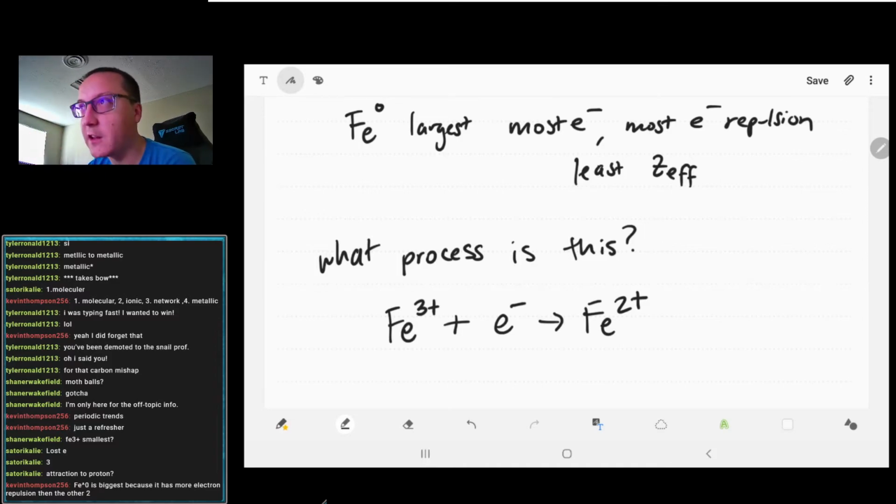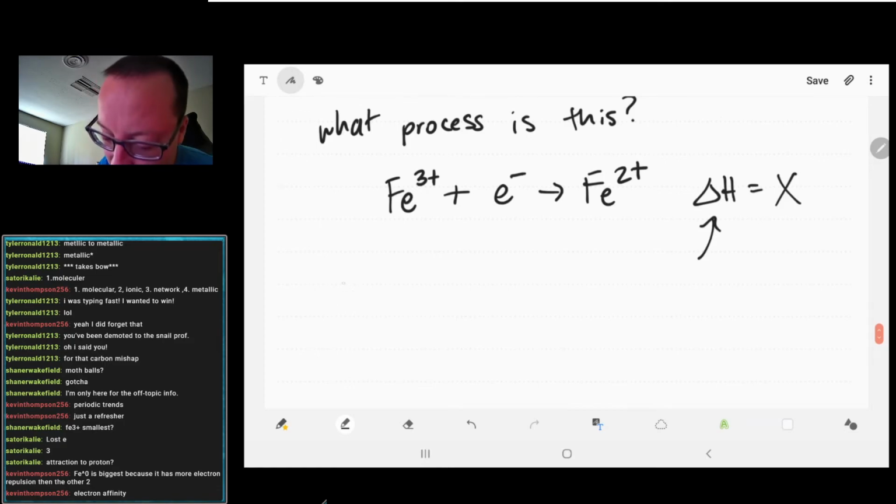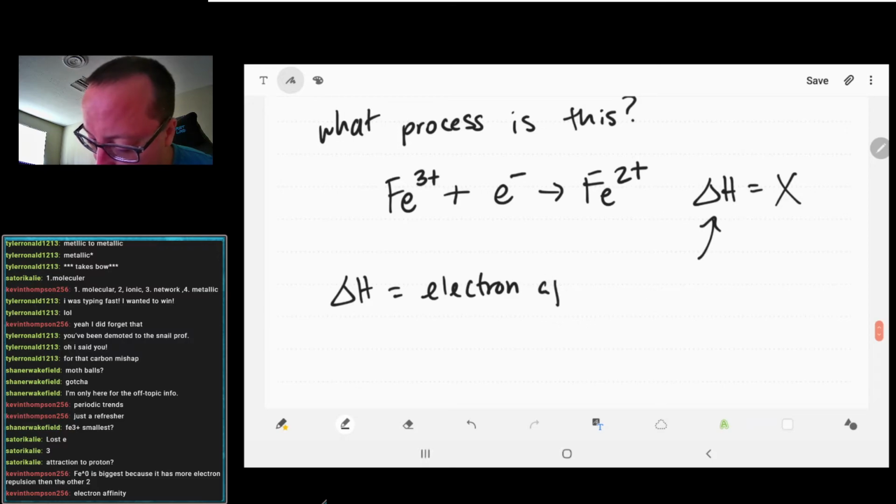In terms of periodic trends, what kind of trend are we displaying here? There's an enthalpy associated with this, whatever it happens to be. What would we call this delta H for this one? Yes, very good. That's what I'm looking for. So this delta H is going to be the electron affinity for iron 3+.